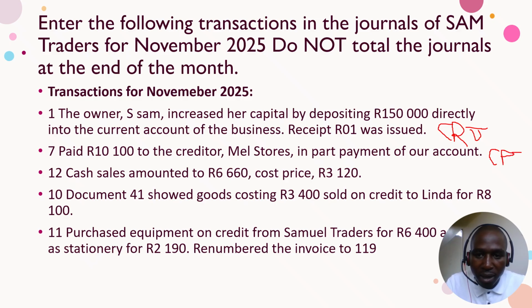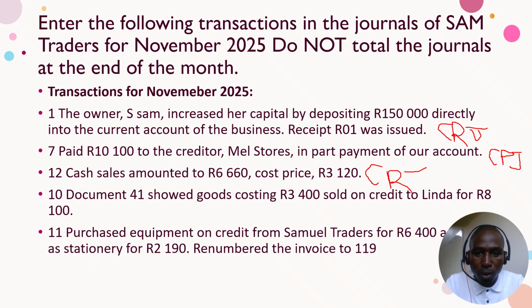Now, the third transaction says cash sales amounted to 6,660 and cost price was 3,120. We know cash sales, we record them in the CRJ because we have exchanged goods and we received money immediately. So we record cash sales in the CRJ.